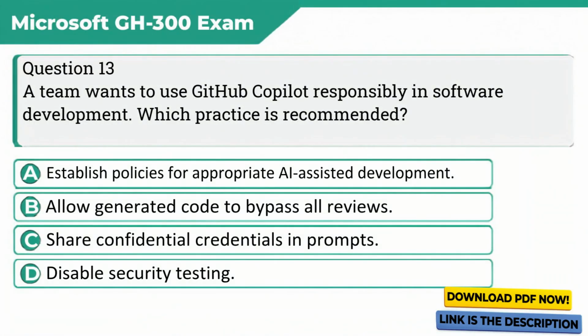Question 13. A team wants to use GitHub Copilot responsibly in software development. Which practice is recommended? A. Establish policies for appropriate AI-assisted development. B. Allow generated code to bypass all reviews. C. Share confidential credentials in prompts. D. Disable security testing.